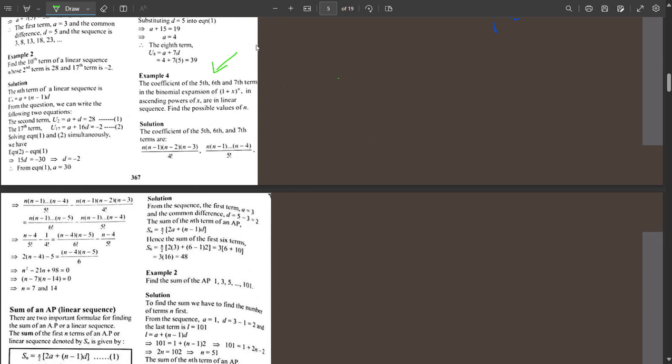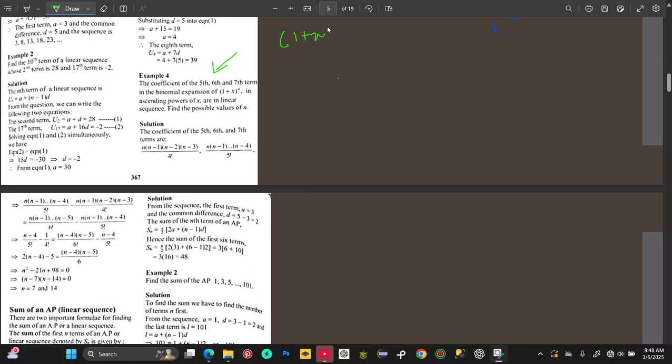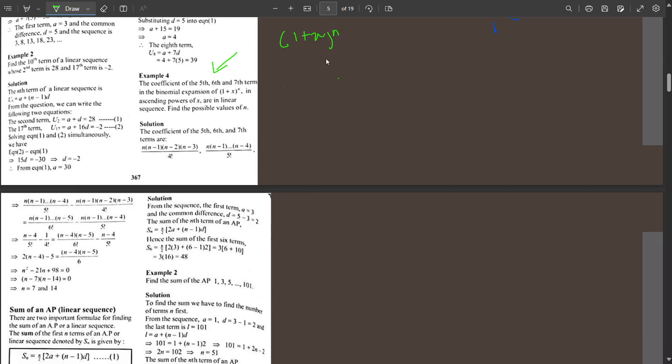So first, we should have prerequisite knowledge on binomial expansion. We should know how to expand 1 plus x to the power n. This expansion is like this. If you don't know, I think you should learn it.